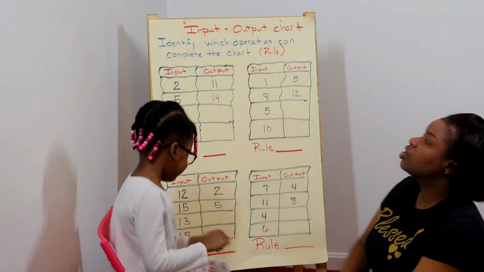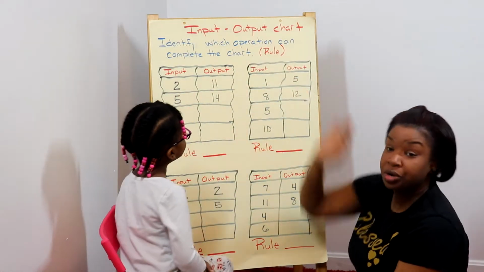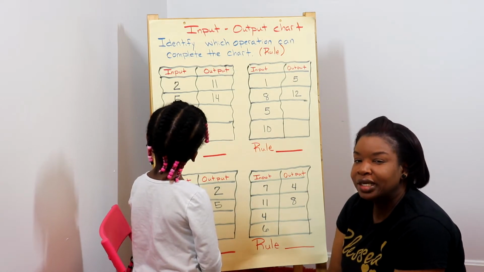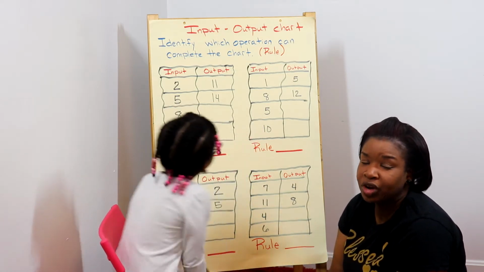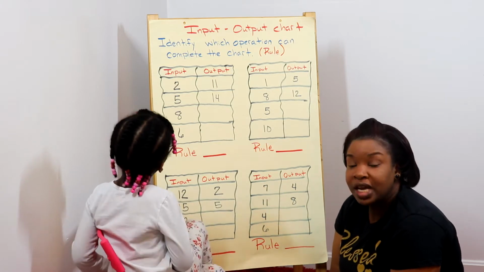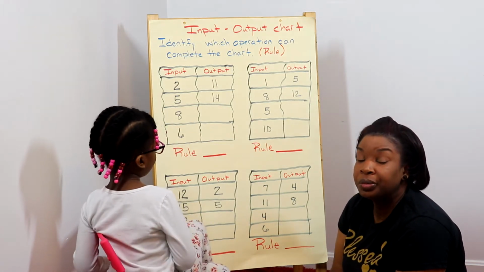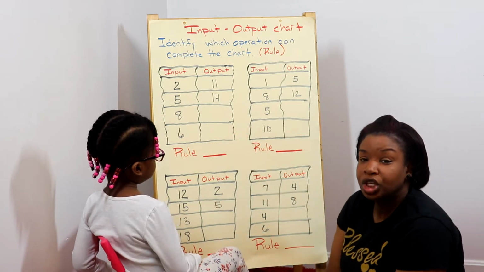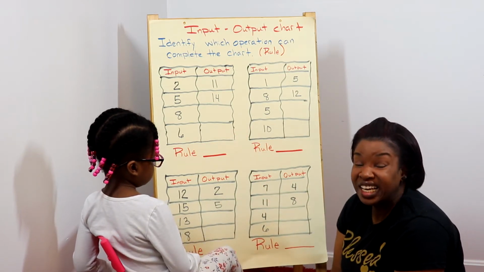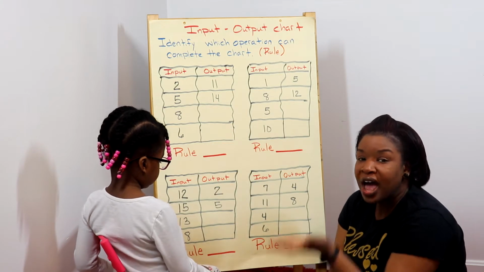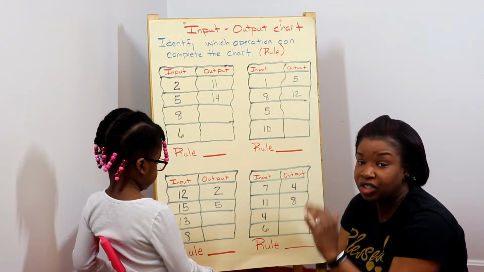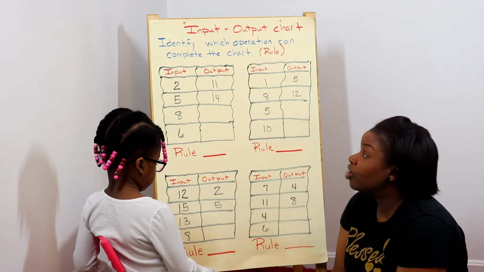Today we're going to be working on input and output. Now, before you start with input and output, just review basic addition, subtraction, multiplication, and division, depending on what skills your input and output chart are focusing on. This input and output chart today is going to be focusing on addition and subtraction. So, I should have already reviewed addition facts and subtraction facts with Jessica. So, we're going to jump right into it.